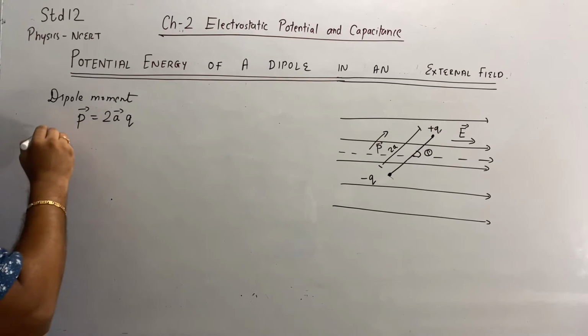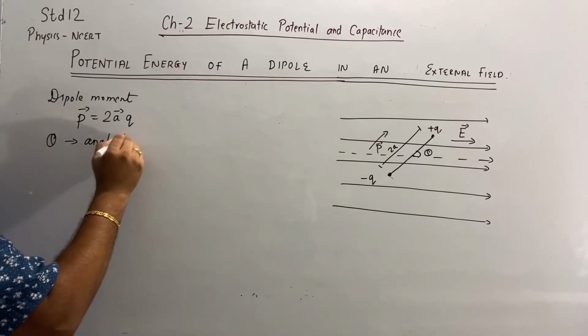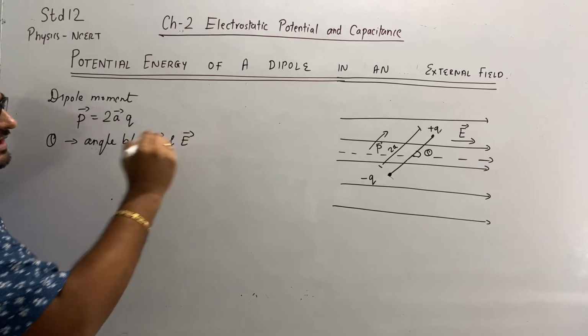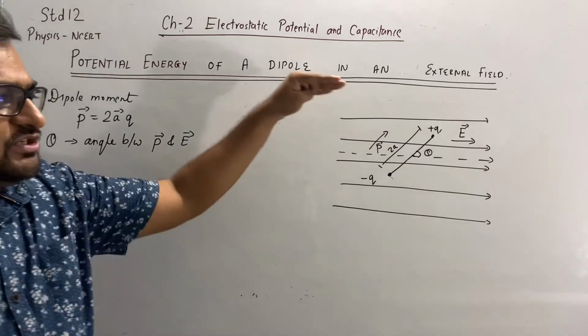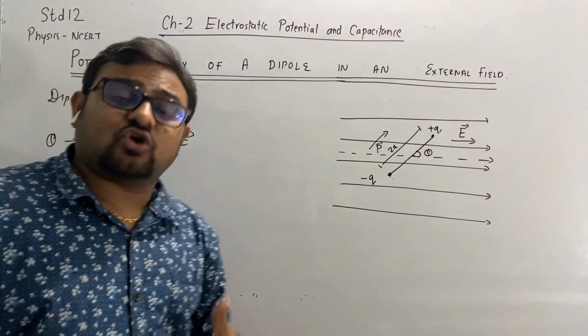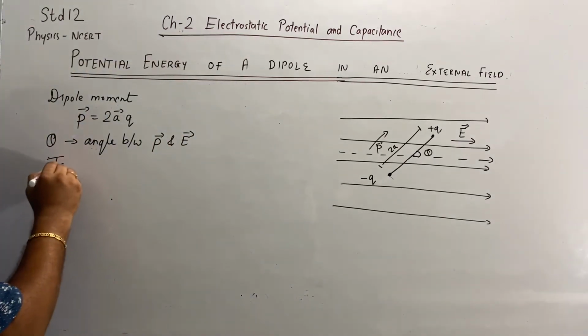When angle theta is the angle between P and E. Clear? So what will happen? Positive charge will experience force in this direction, negative in this direction. So a torque acts on it. Therefore, torque acting on it.